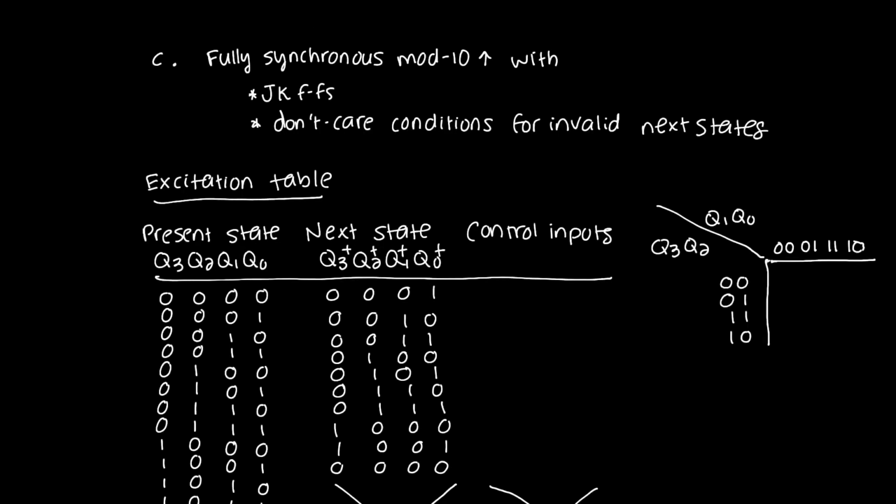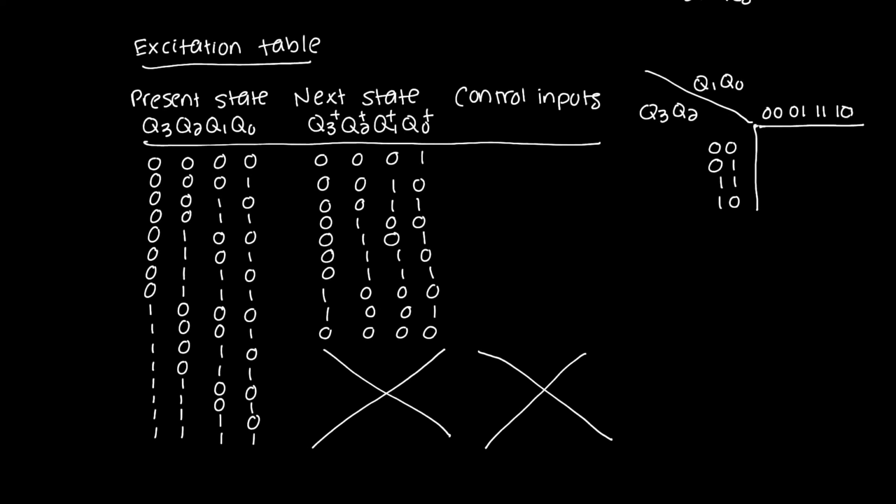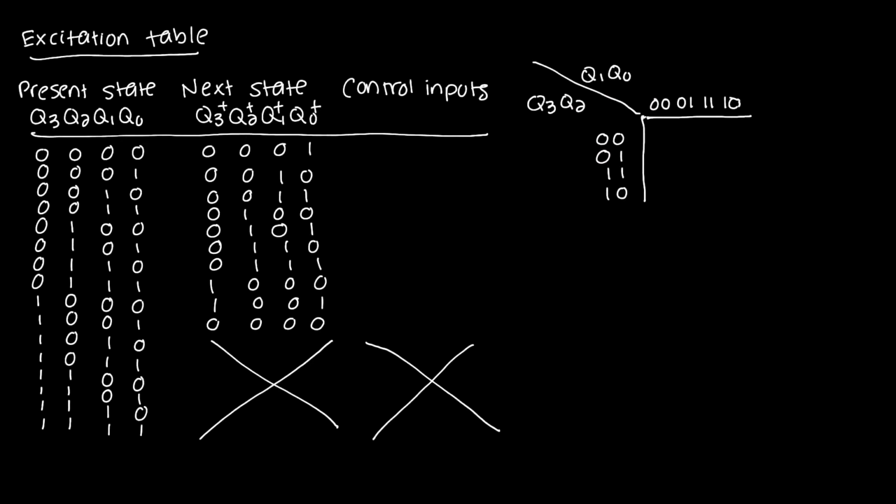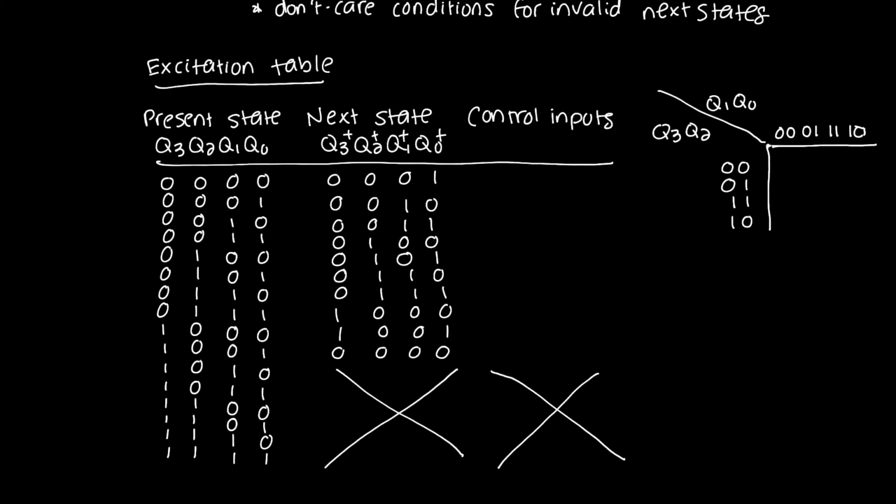Okay, so I've repurposed all my work from B, where I'm doing exactly the same thing but with D flip-flops. I have repurposed it to now use JK flip-flops. What did I remove? I kept the excitation table. I was lazy, so I even kept the K-map. What I removed was my control inputs. My control inputs are the only thing that's different. The present state and next state are the same. I even have the don't care conditions for invalid next states, so those have not changed. What has changed is that now my control inputs are J's and K's.